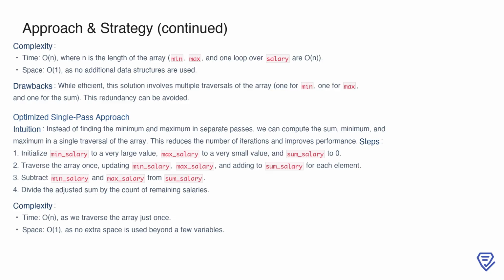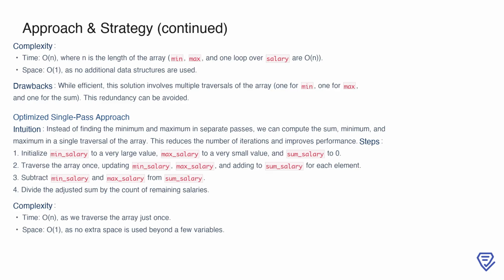However, this solution has some drawbacks. Specifically, the repeated passes over the array introduce redundancy, which could be avoided. To address this inefficiency, we considered an optimized single-pass approach. This method combines the steps for finding the minimum, maximum, and sum into a single traversal. By doing so, we eliminate the need for multiple loops and improve the algorithm's performance.